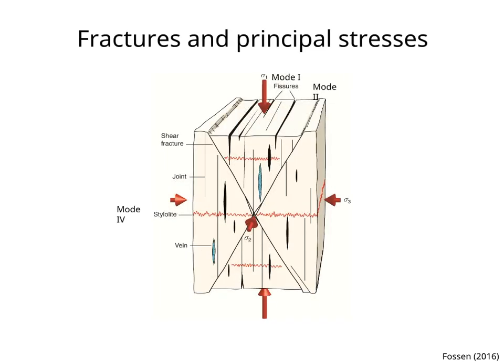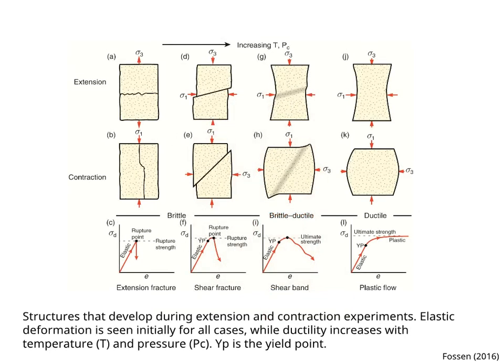This is a low porosity rock sample under sigma 1 vertical, and sigma 2 and 3 horizontal. Mode 1 fractures or joints form parallel to sigma 1 and perpendicular to sigma 3. Mode 2 fractures or shear fractures form as conjugates at an angle phi, often 30 degrees, from sigma 1, and their intersection is parallel to sigma 2. Mode 4 fractures or stylolites form perpendicular to sigma 1. These are the structures that develop during extension and contraction of low porosity rocks.